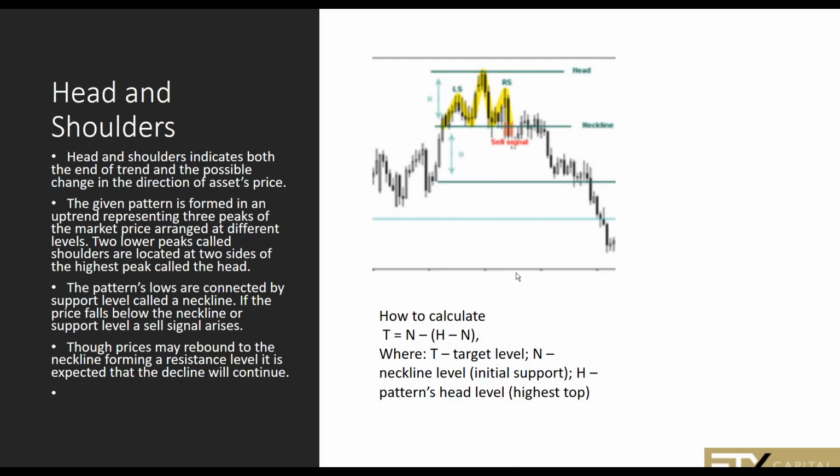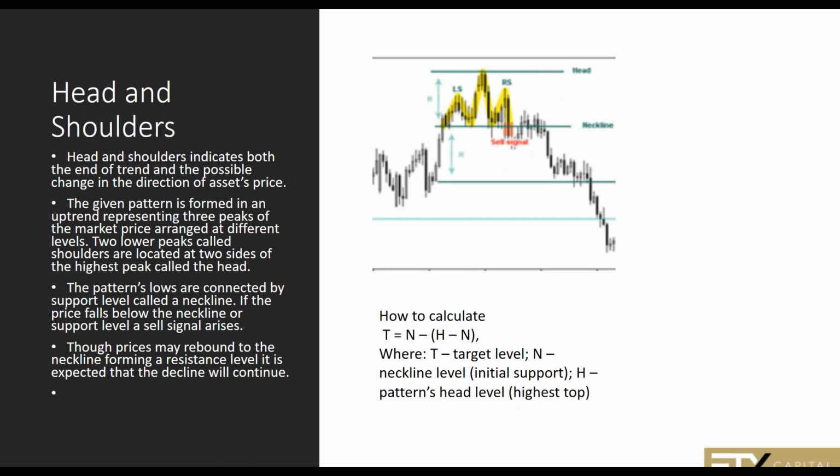Now, there are some formulas. You should write these down. They're not very complicated. They're easy to do. They're easy to remember. Now, we're going to start out with a head and shoulders. A head and shoulders indicates both the end of a trend and the possible change in the direction of the asset's movements. The given pattern is formed in an uptrend representing 3 peaks.